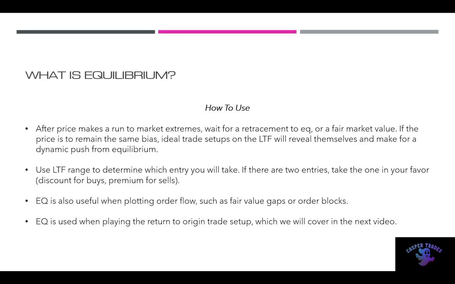Equilibrium is also useful when plotting order flow, such as fair value gaps or order blocks. You can find much more precise levels by using areas of equilibrium of these different tools you're going to use to identify institutional order flow. Equilibrium is also used when you're playing the return to origin trade setup, which we'll cover in the next video.